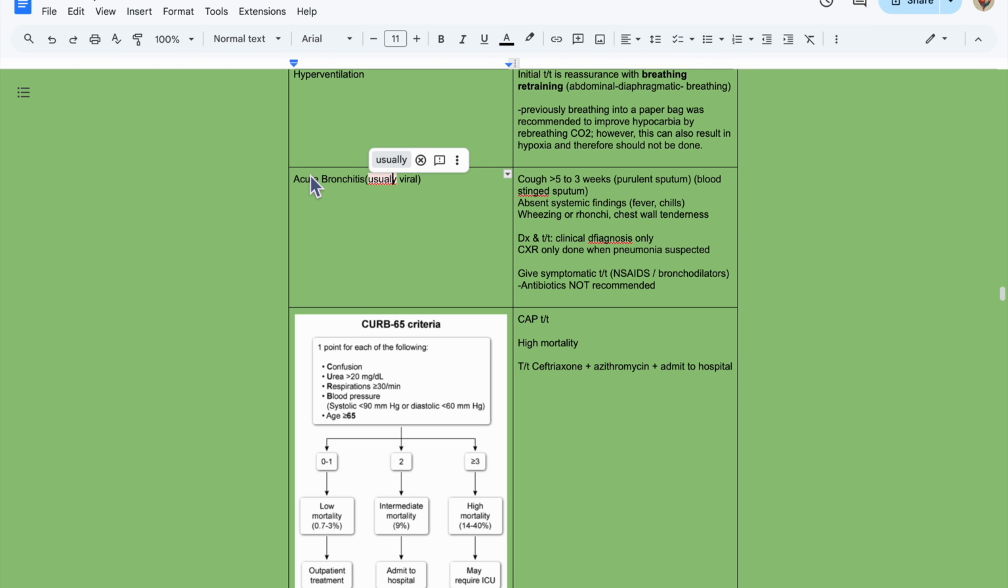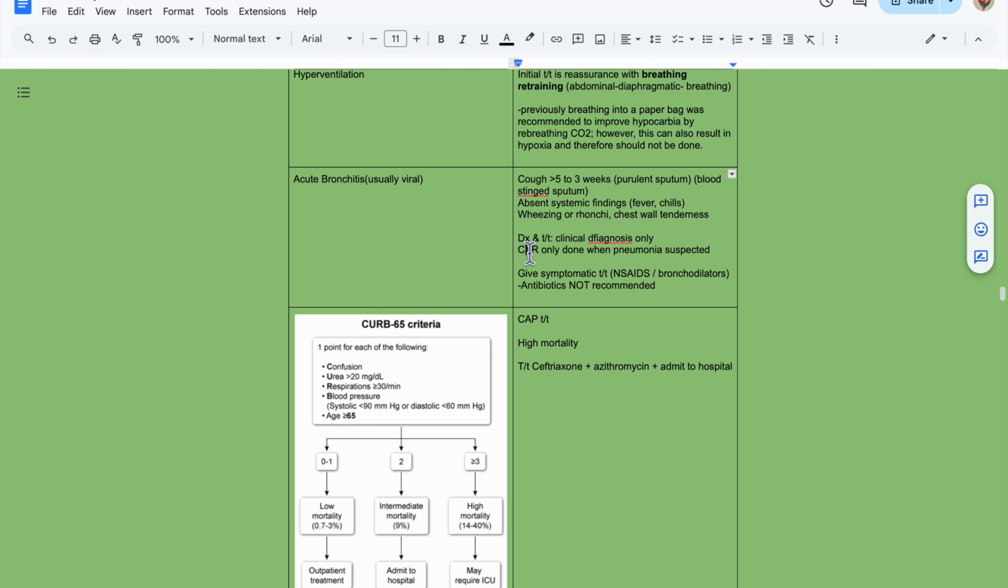Acute bronchitis, it's usually viral. Okay. This is when the cough lasts more than 5 days, up to 3 weeks. You get purulent sputum, or it could be blood-stained sputum as well. But there are absent systemic findings like fever or chills. Wheezing or rhonchi, chest wall tenderness is present.